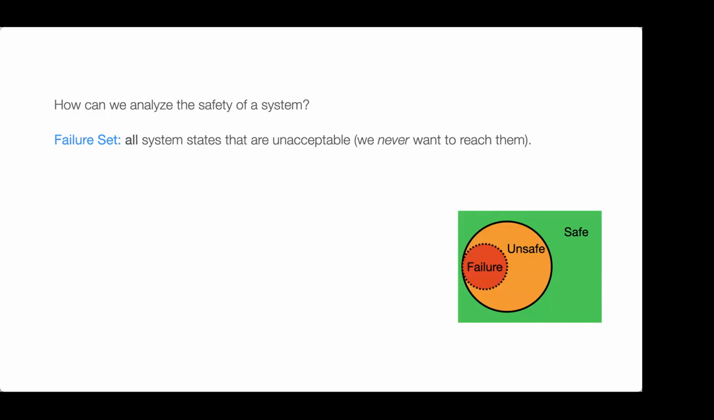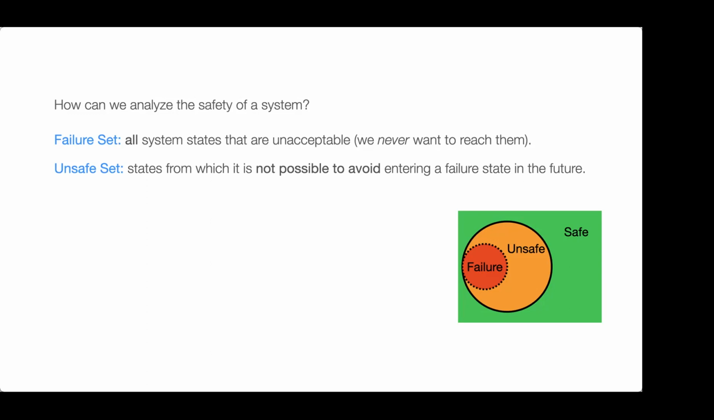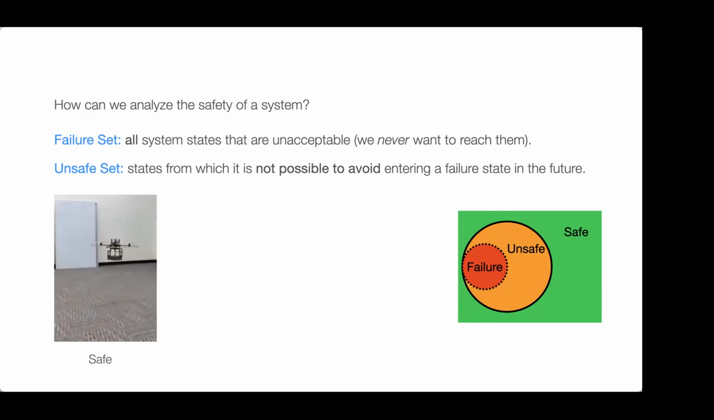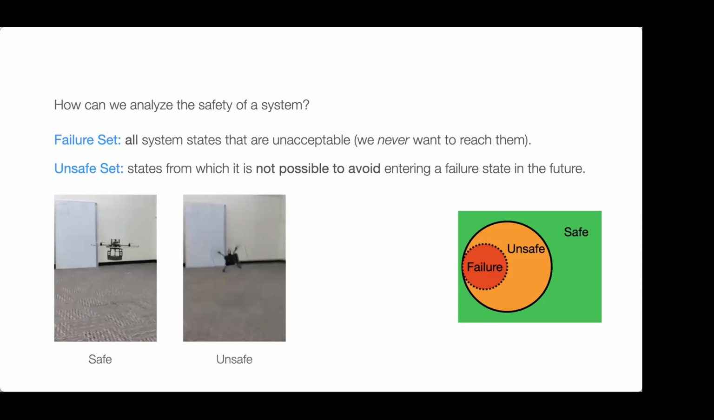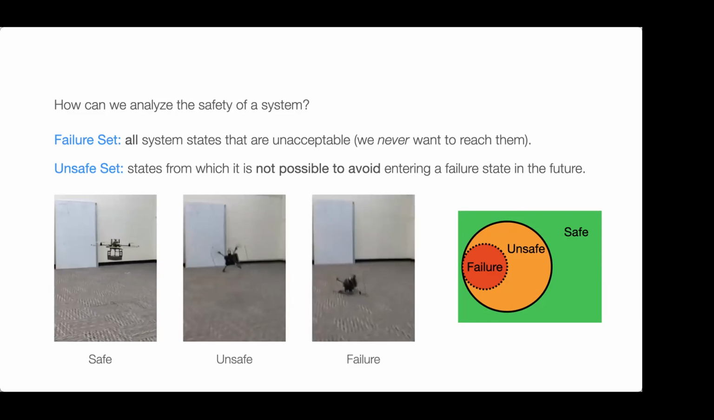So what I mean is that the failure is all the system states that are unacceptable. We do not want to reach them. And the unsafe states are states from which it is not possible to avoid entering the failure set. Here's an example from one of my colleagues. So this is a drone that is currently safe. This is one that is unsafe. So it has not reached the failure set, but it is unsafe because inevitably it is going to reach that. And so we'd like to be able to define for a system what that failure is and be able to, from that, characterize the unsafe set.